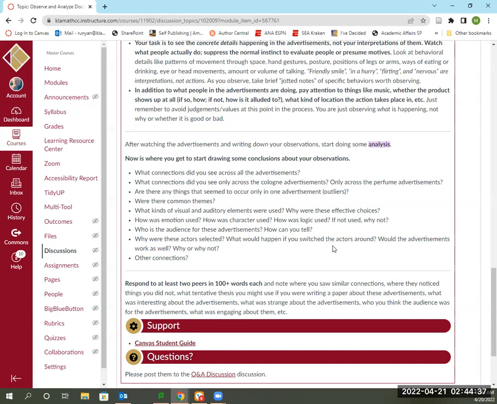And so these are the kinds of things that you want to do in your analysis: look at what you've written down in your observations and start drawing conclusions about who the advertisement is directed towards and how you can tell. Why did they choose this particular route to go with their advertisement? Things like that. And again, you can do this for other subjects as well.